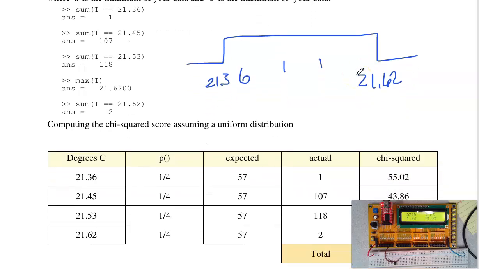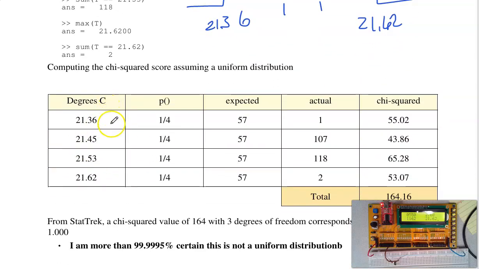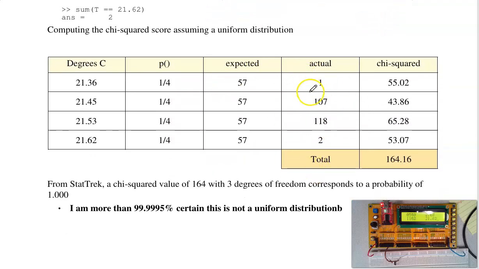Well, what I do with a chi-square test is I first split up the data into bins. The expected frequency is the number of data points times the probability of landing in each bin. For uniform distribution, each one's 1 in 4. Here's the actual data. Calculate the difference squared, divide by 57, difference squared, divided by 57, add them all up, I get 164. And it's pretty darn obvious this is not a uniform distribution. Chi-square test doesn't tell me what the distribution is, but it does tell me whatever it is, it ain't that.